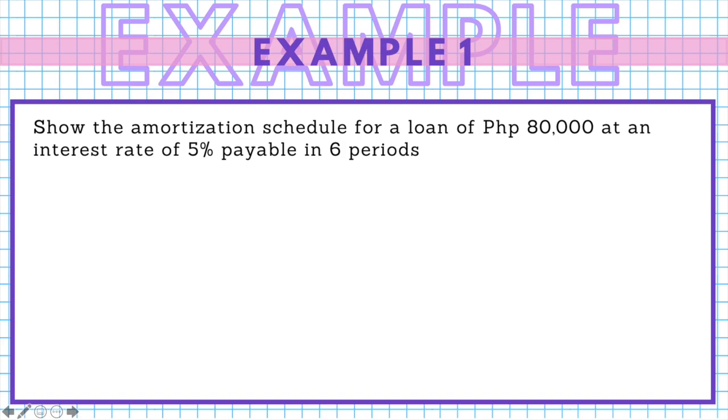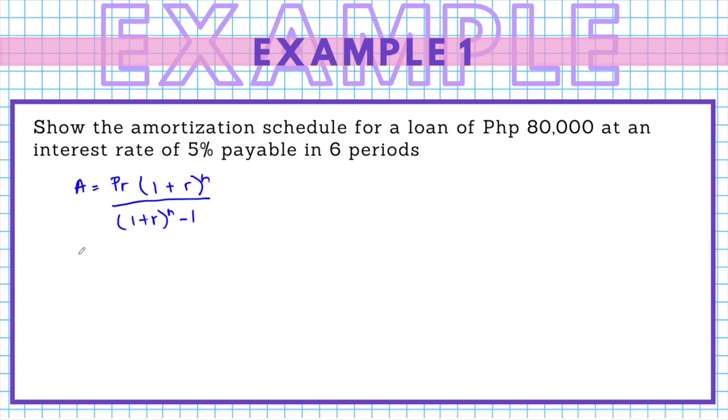To get us started, let us try this example. Show the amortization schedule for a loan of 80,000 pesos and an interest rate of 5% payable in 6 periods. So in creating our amortization schedule, it is important to compute first for the monthly payment. And we know that the monthly payment is with the formula A is equal to PR times 1 plus R raised to N over 1 plus R raised to N minus 1.